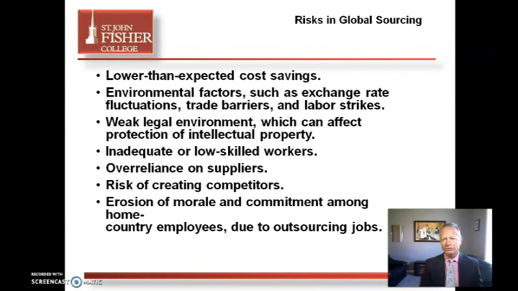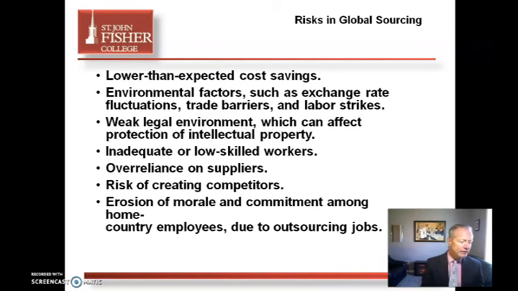The risk in global sourcing is the loss of customers. Your cost savings aren't what you think they would be, and sometimes they are not nearly as much. Especially if you lose customers, then your cost savings are basically nothing. You've got to take a look at environmental factors. You've got to take a look at whether labor is being treated well. You've got to take a look at what the press is going to say to you.